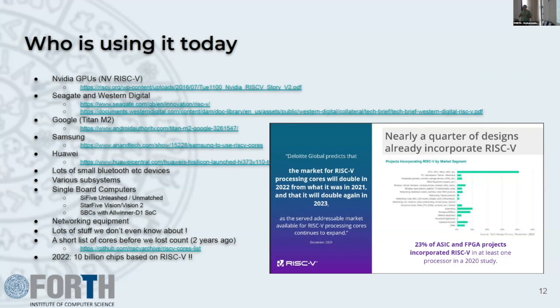Implementations, I mean, CPUs using this architecture, both open source and proprietary, because we have some open source implementations that you can download, compile, and put in an FPGA and play with them. And we also have proprietary. Before we lost count, because there were too many of them, that's a link there 2 years ago. There were already a lot. And by 2022, we have an estimate that there are about 10 billion RISC-V systems out there.